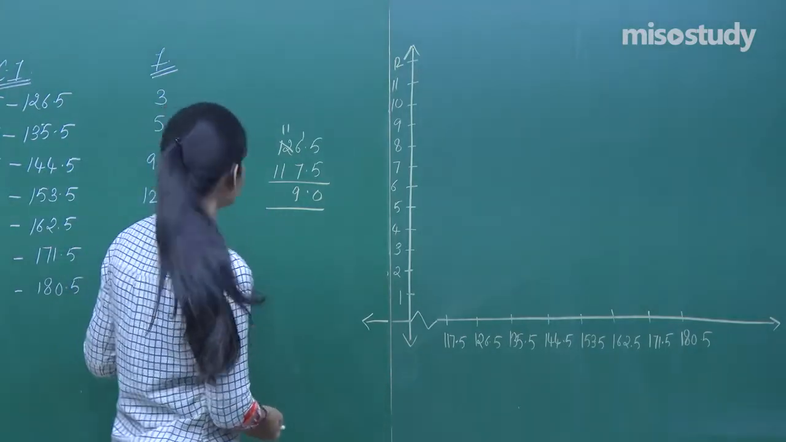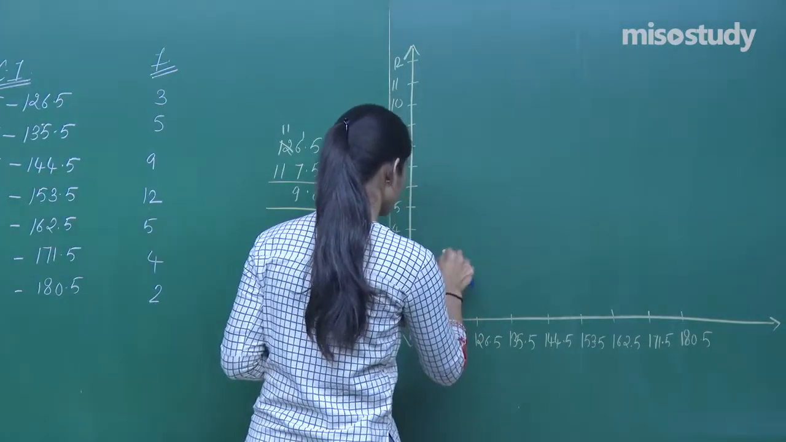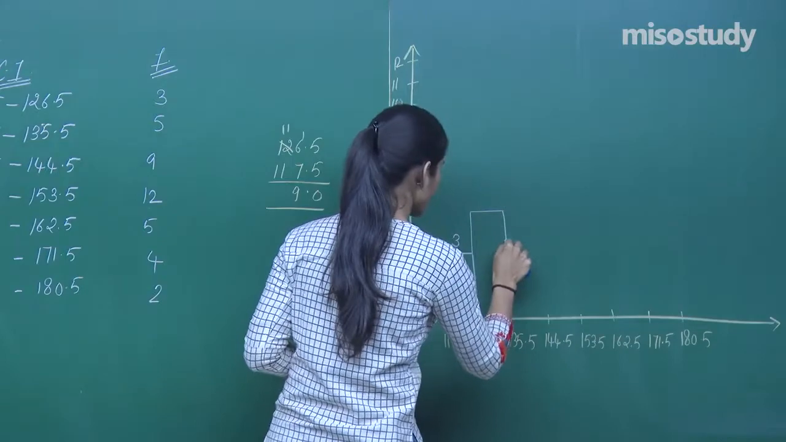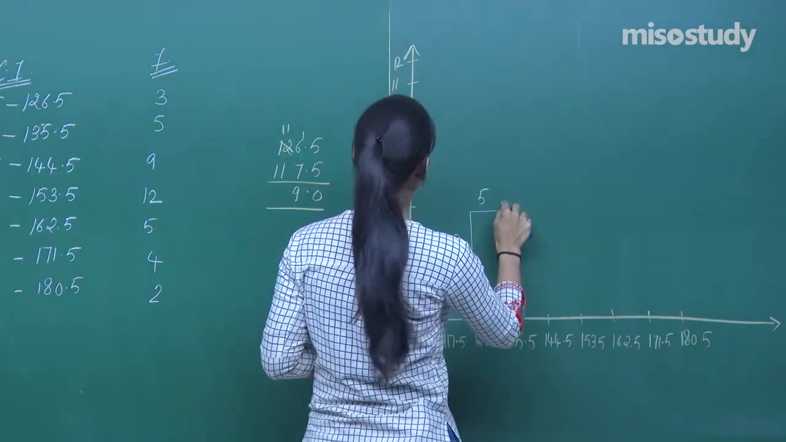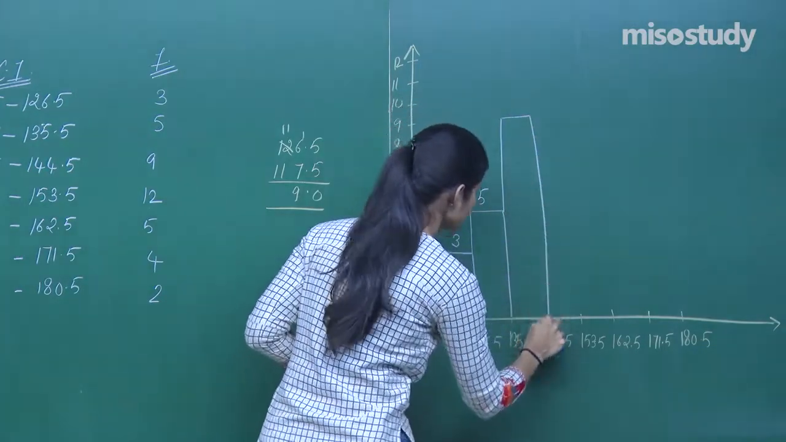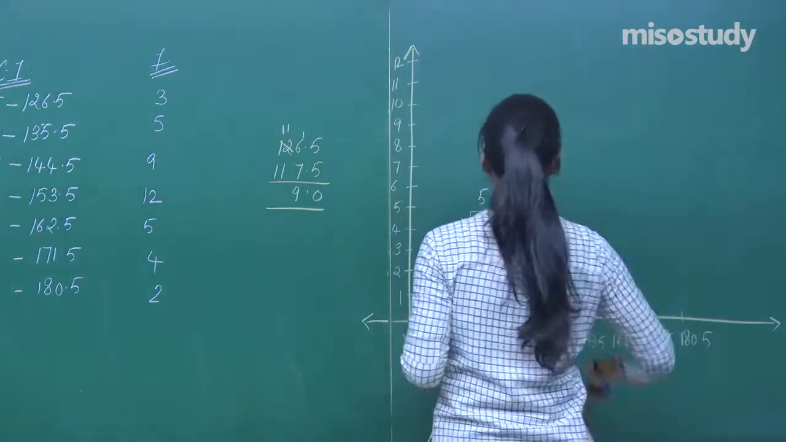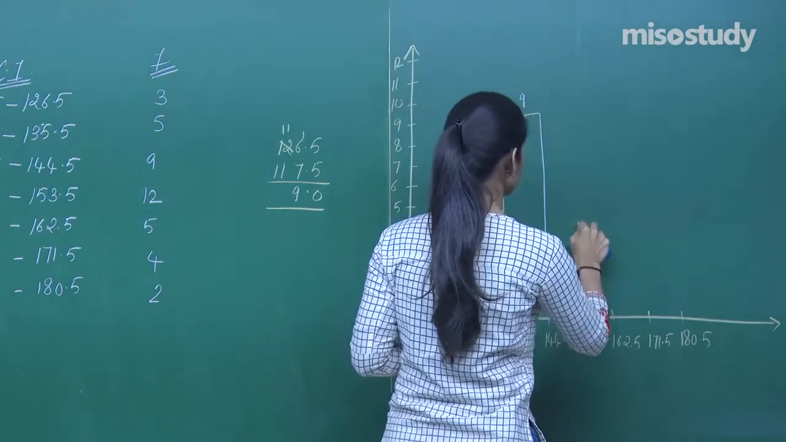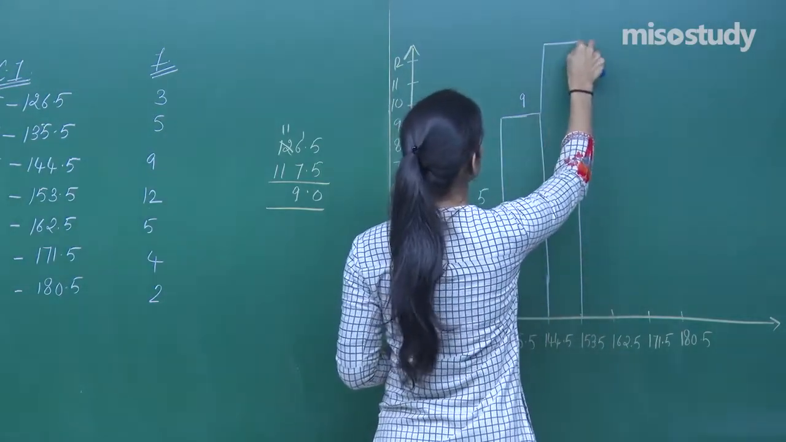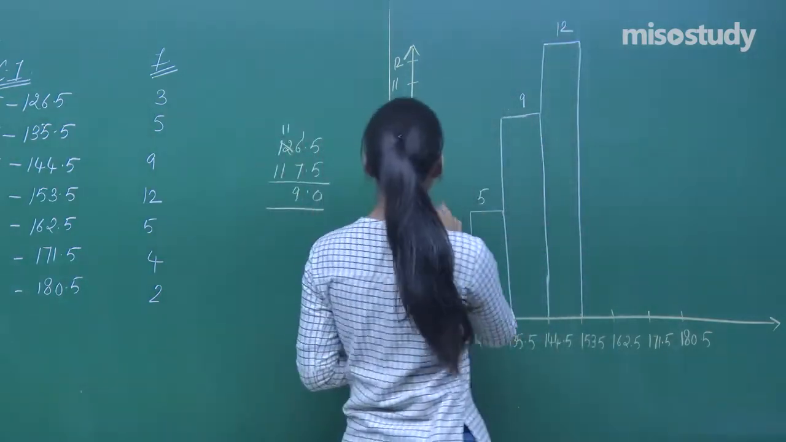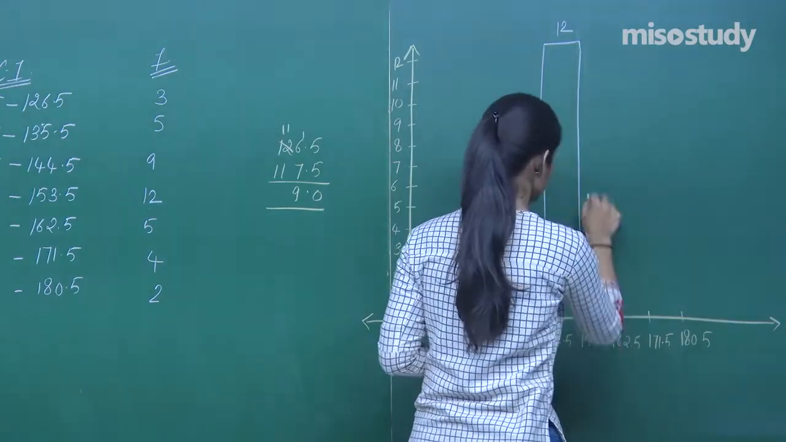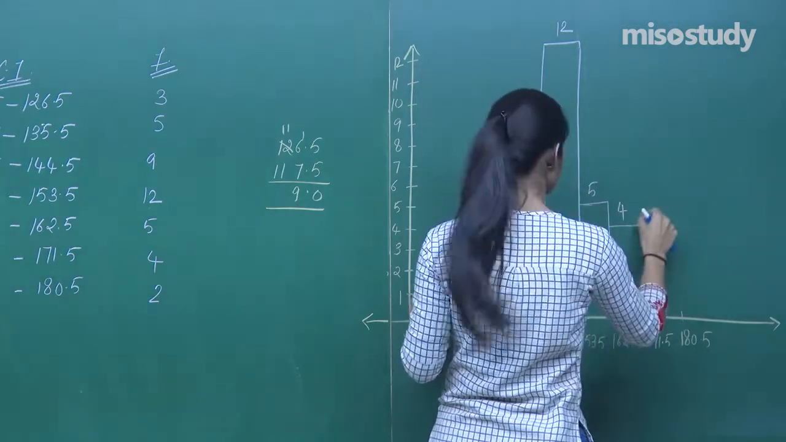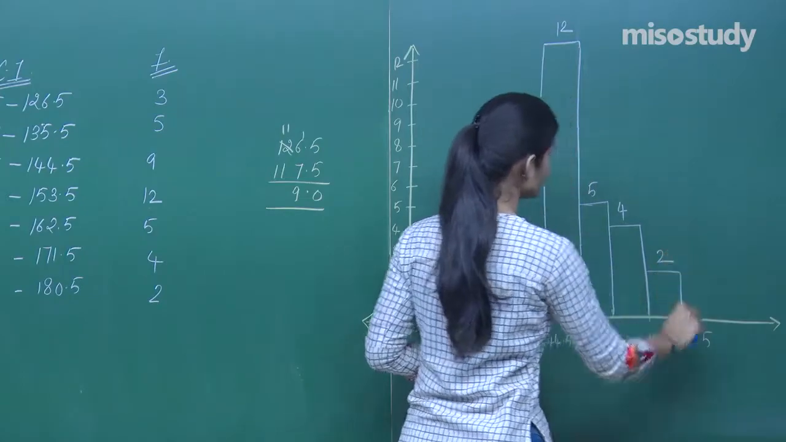Now you have 117.5 to 126.5, it is 3. So you have it like this. That's how you draw 3. The next is 5. Next is 9. So you have it till 9. Then you have 12. This is the max, 12. Then you have 5 and then 4 and then 2. So 2 is here. This is 2 and that's your histogram.